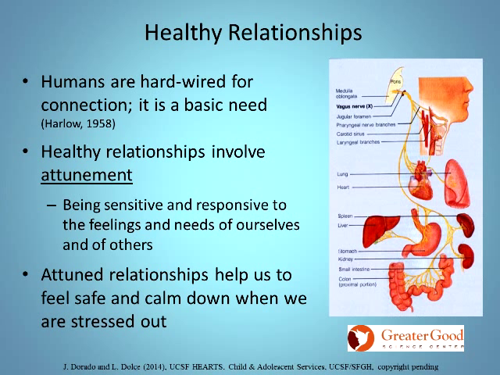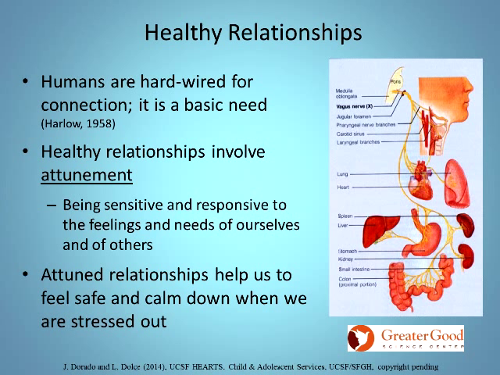What I want to say about healthy relationships very briefly is that we are all hardwired for connection. What you see there is the vagal nervous system. You don't have to understand the whole thing, but know that only mammals have it. We need it in order to take care of our young. It's a basic need. We need it as much as food and water. And we're hardwired so that healthy relationships that involve attunement, being someone who's sensitive and responsive to our feelings and needs, those attuned relationships help us feel safe and calm when we're stressed out.